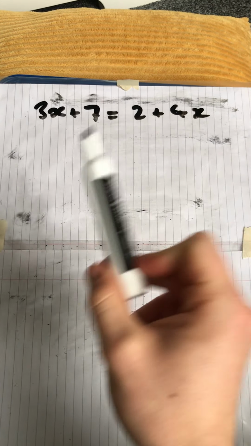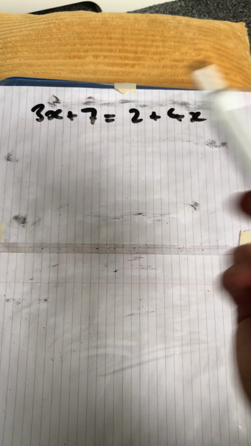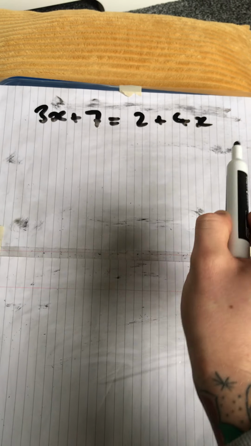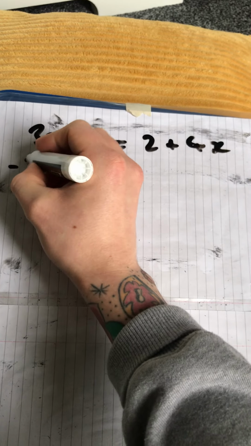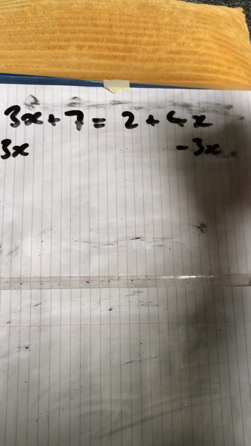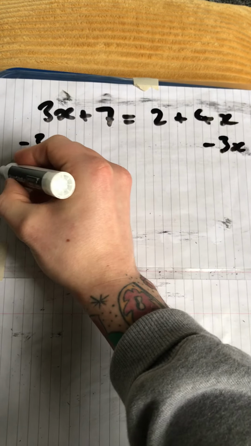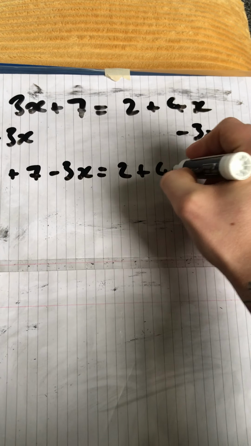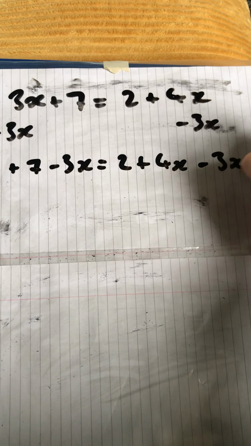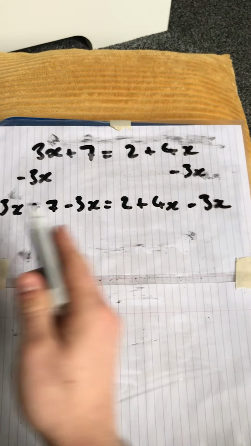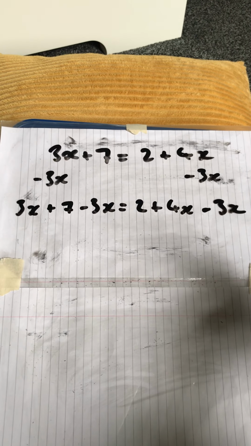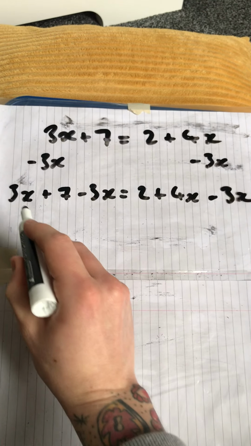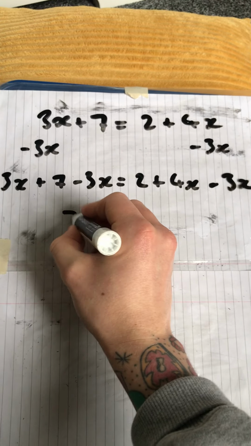Question 1, do I have unknowns on both sides of the equation? Yes, let's deal with it. I could either subtract 4x from both sides of the equation, or I could subtract 3x from both sides of the equation. I'm going to take 3x away, because that will leave me with a positive amount of x. So we get 3x plus 7 take 3x is equal to 2 plus 4x take 3x. Again, you do not need to write this line of working. I like seeing it because it shows me what's happening, but I'm happy for you to do this step here in your mind. 3x take 3x is nothing, so that just leaves us with 7.